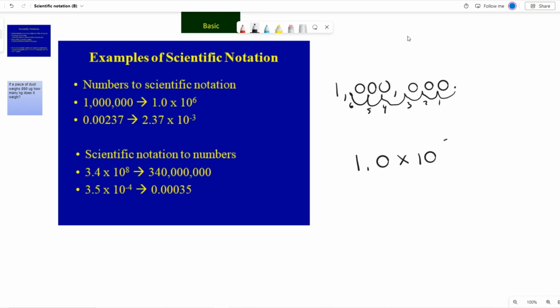And then the last question that you need to ask is, is it going to be a positive 6 that I write up there or a negative 6? If the 6 is positive, that means the number that you have here is going to get bigger. And if it's negative, that means the number that you have here is going to get smaller.